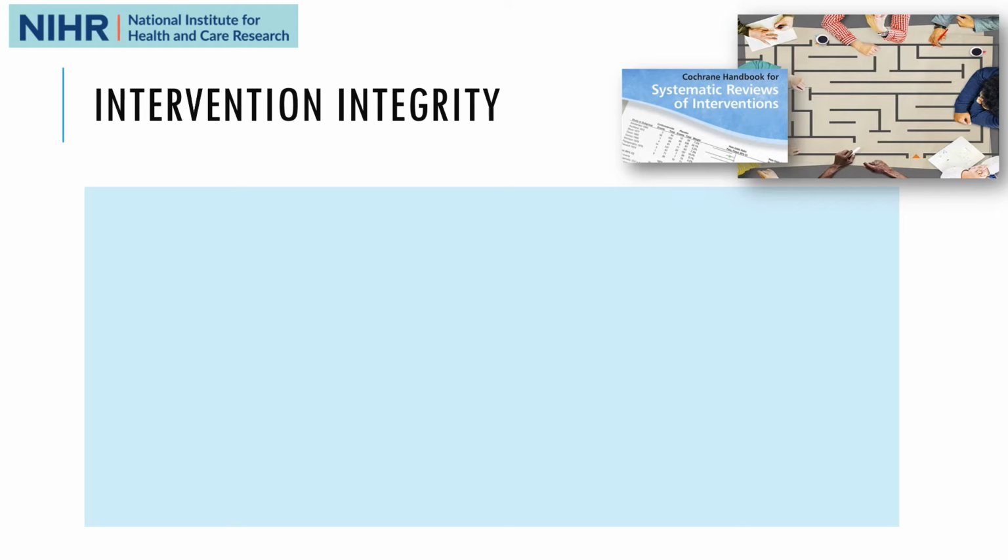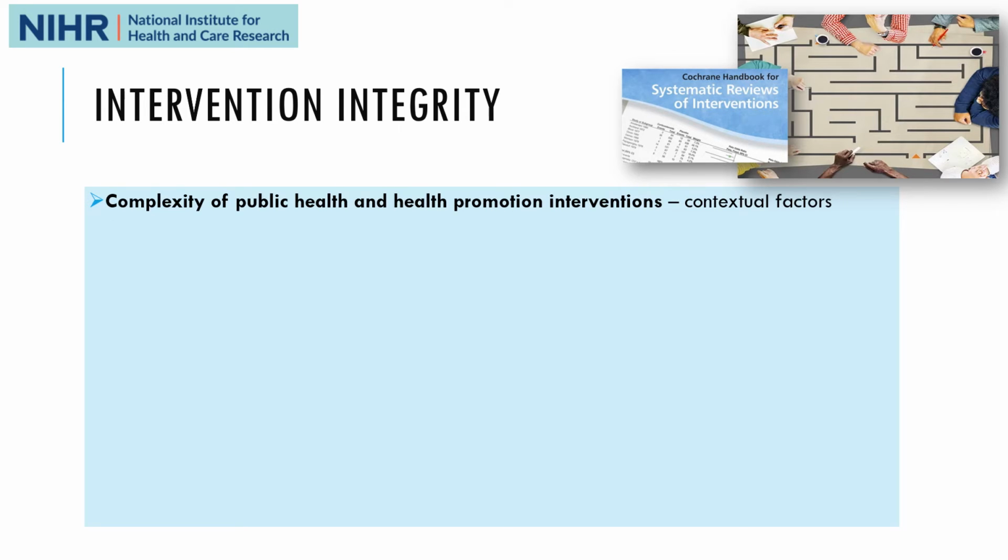An issue that arises when we are reviewing public health and health promotion interventions is complexity, and how we can disentangle intervention effects from the influence of the context and the wider system in which that intervention was implemented. So to do this, we have to seek information on contextual factors and on the characteristics of the interventions, because these could explain to what extent the outcomes are sustained. In other words, we have to look at the integrity of interventions.